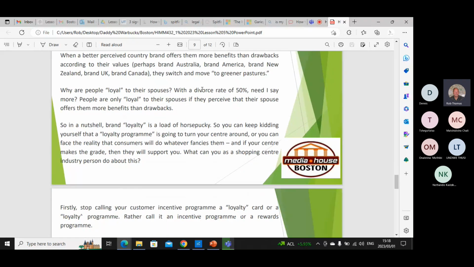Okay, why are people loyal to their spouses? Well, with a divorce rate of 50% around the world, need I say more? People are only loyal to their spouses if they perceive that their spouse offers them more benefits than drawbacks. Okay, this is a horrible example, but if you're married to a man or a woman who steals all the money, tells you she's had an affair, or let's talk about a man. No offense, guys, this is not a sexist thing. Okay, so there's a woman who loves her husband.